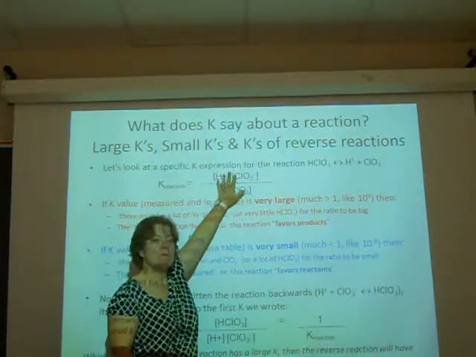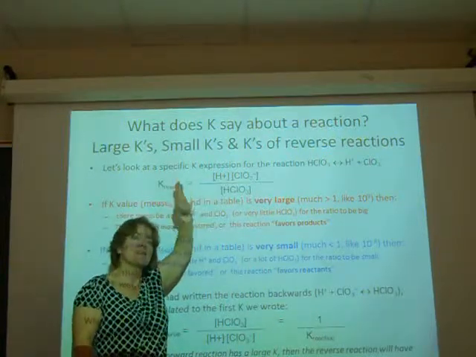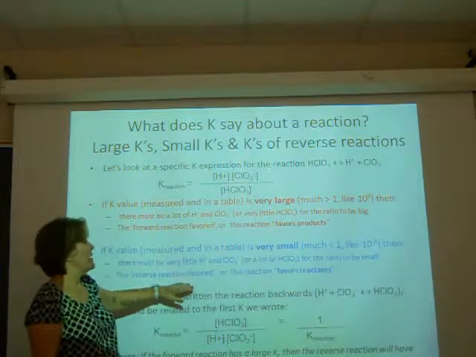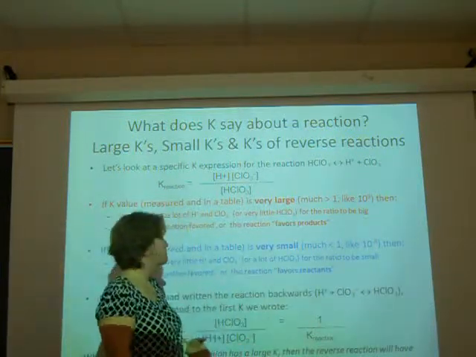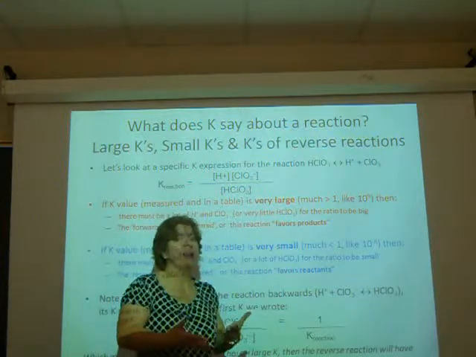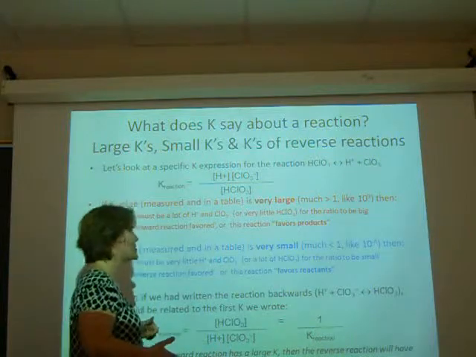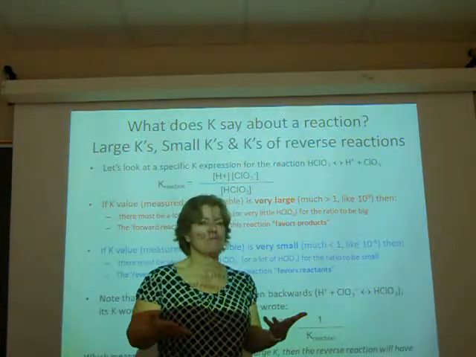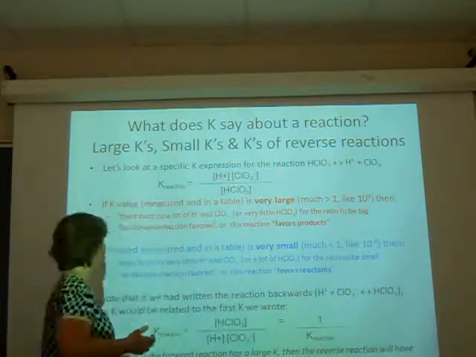Remember, on the top are my products and on the bottom are my reactants. So it means I have very little products, lots of reactants. This would say the reverse reaction is favored, or that the reaction favors reactants. It would tell me that I have a lot of reactants on hand, unreacted, and very little products. So once it's reached equilibrium, it looks like the chemical reaction barely took place. Only a few things reacted before it reached equilibrium.